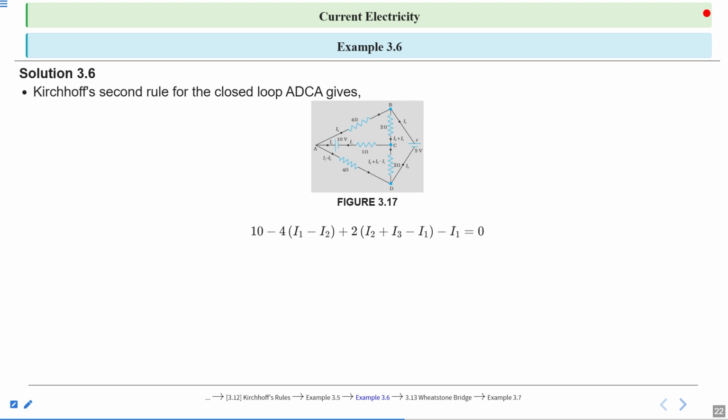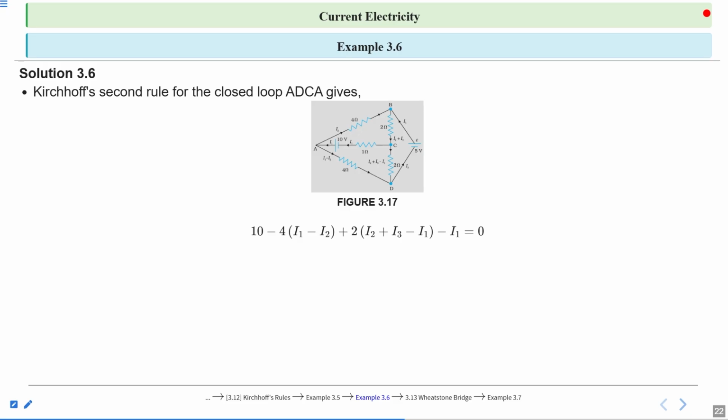You can move in any direction, but you have to write the potential drops according to that direction. In this problem it is not specific; you can move from A to C, but we are moving from C to A. We are moving in the direction of current I1 and from the negative terminal to the positive terminal of the battery, so 10 volt will be taken as positive. Now from A to D, we are moving in the direction of current, so the potential drop will be negative.